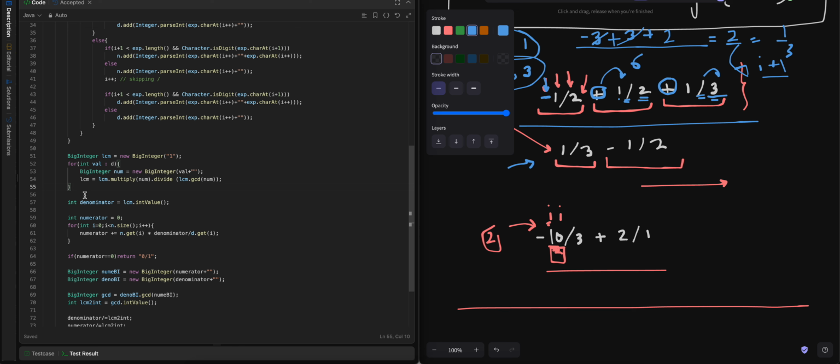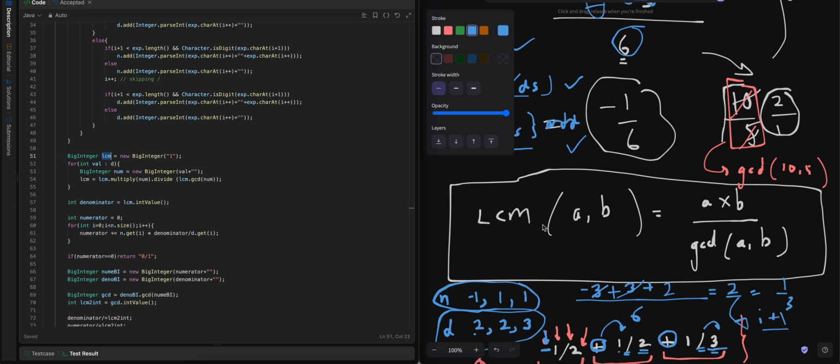In Java there is no straightforward operator to calculate the GCD on integers, so that can only be done on big integers, so I have used that. To find the LCM, as we discussed here, the formula for calculating the LCM is a multiplied by b divided by the GCD of a and b. For all the values in the denominator, we have to calculate the LCM. So that's what I did.